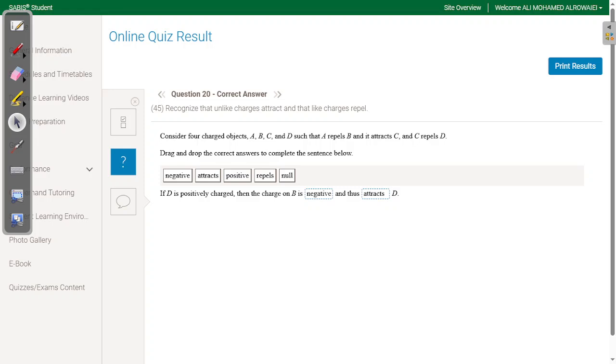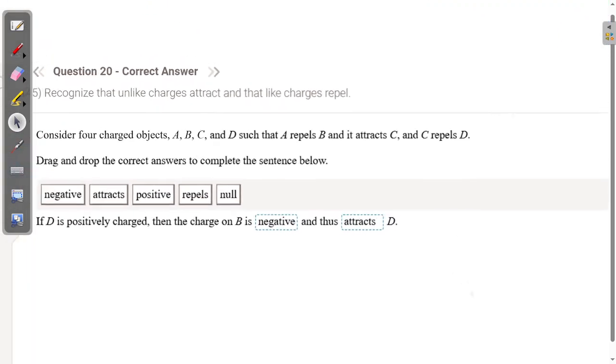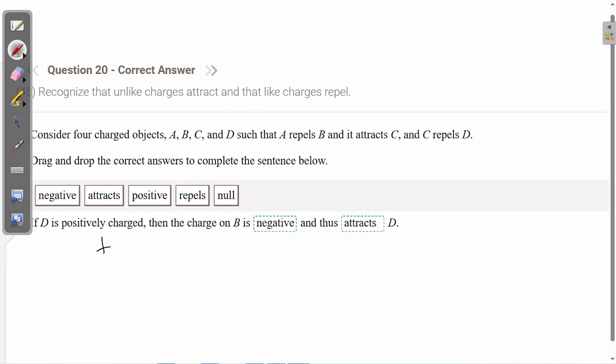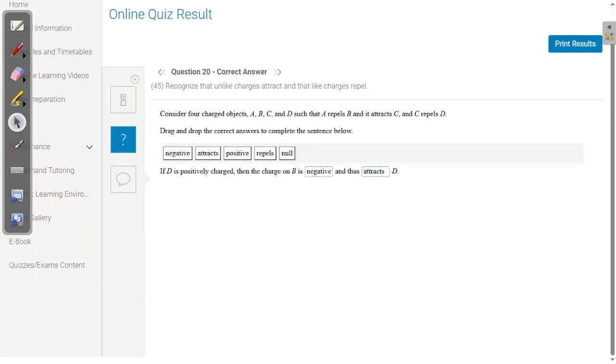Consider four charged objects A, B, C, D, such that A repels B, A attracts C, and C repels D. If D is positive, then what is the charge of B? Okay, D is positive. If it repels C, then C has to be the same, so positive. And A attracts C, they said, so A is going to be opposite, so negative. A repels B, so B will be the same, so negative. So B is negative, and negative with positive, what? They attract. So yeah.